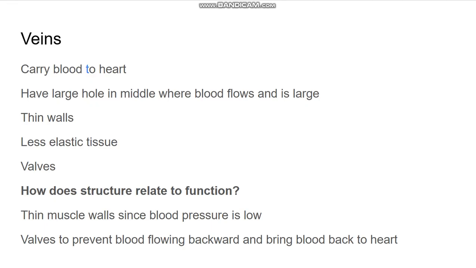And then, yeah, so there's how its structure is related to its function: it has thin muscle walls, since in arteries there are thick muscle walls because the blood pressure is high, but in here they're thin because the blood pressure is low. And there are also valves this time to maintain the blood flow. So basically, just to summarize everything so far.